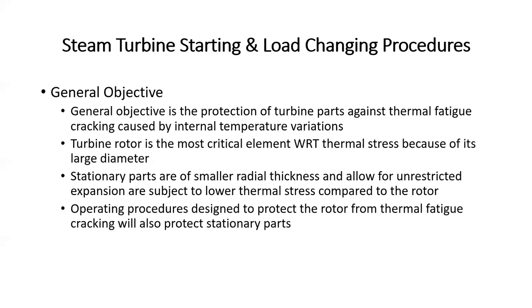Stationary parts in the casing and around the turbine are smaller radial thickness, and in general, they have more forgiving geometries, and so they allow for a larger degree of unrestricted expansion. And so they see lower thermal stresses compared to the rotor. So if we design operating procedures to protect the rotor itself from thermal fatigue cracking, it will also protect the remaining stationary parts of the turbine.